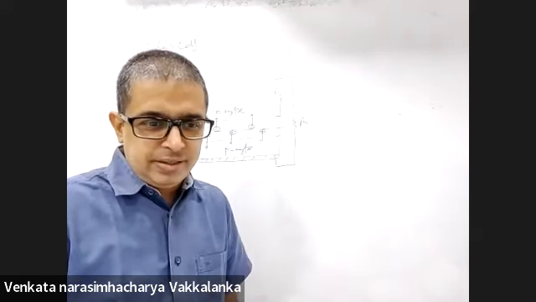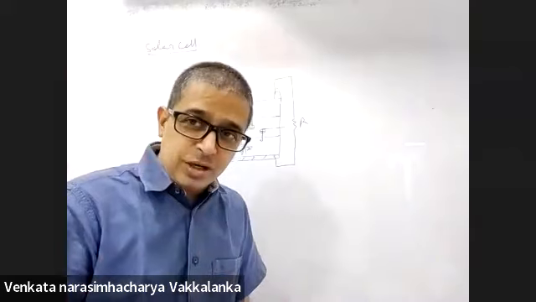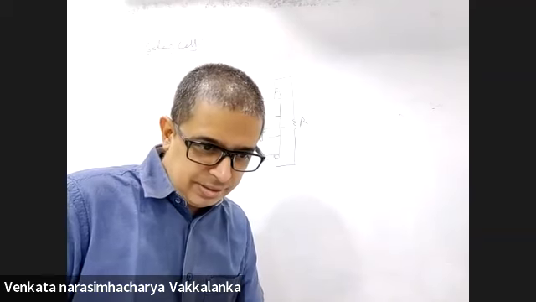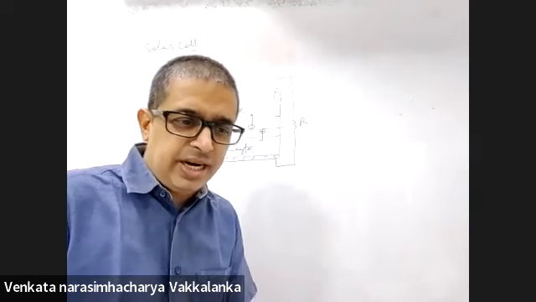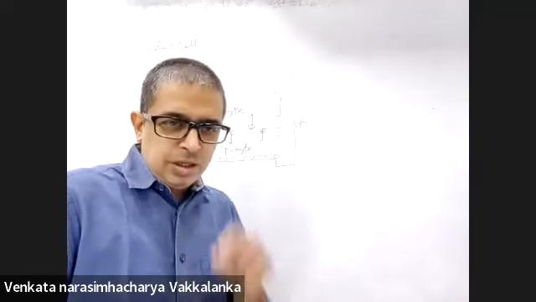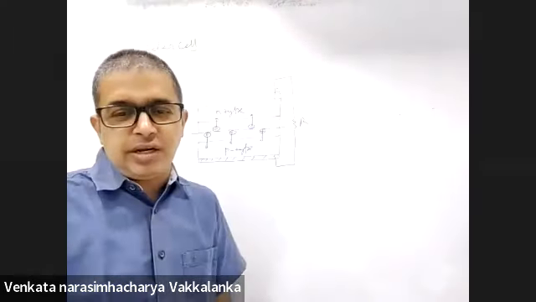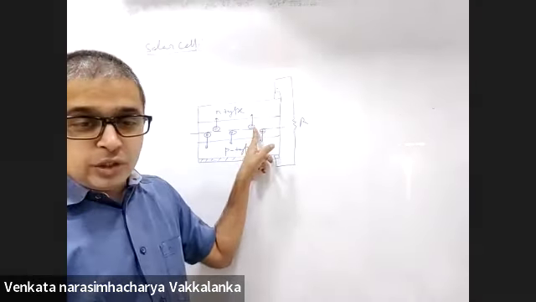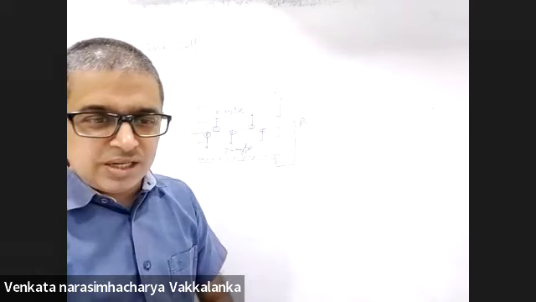Second point, higher energy electrons generated should be taken from the solar cell to the external circuit. Higher energy electrons generated should be taken from solar cell to the external circuit.